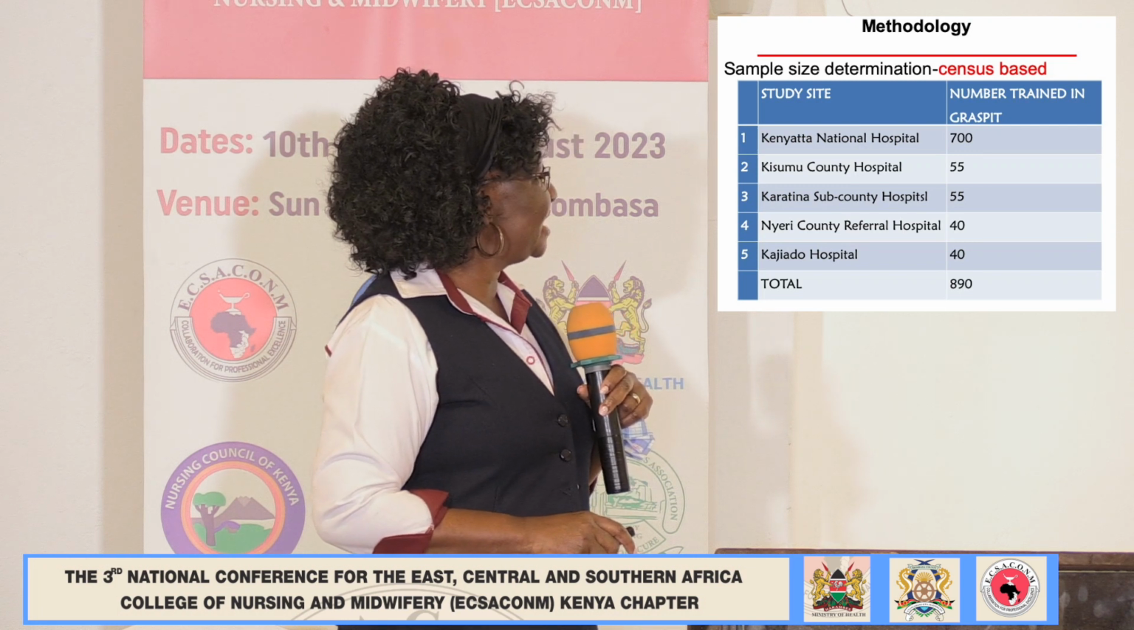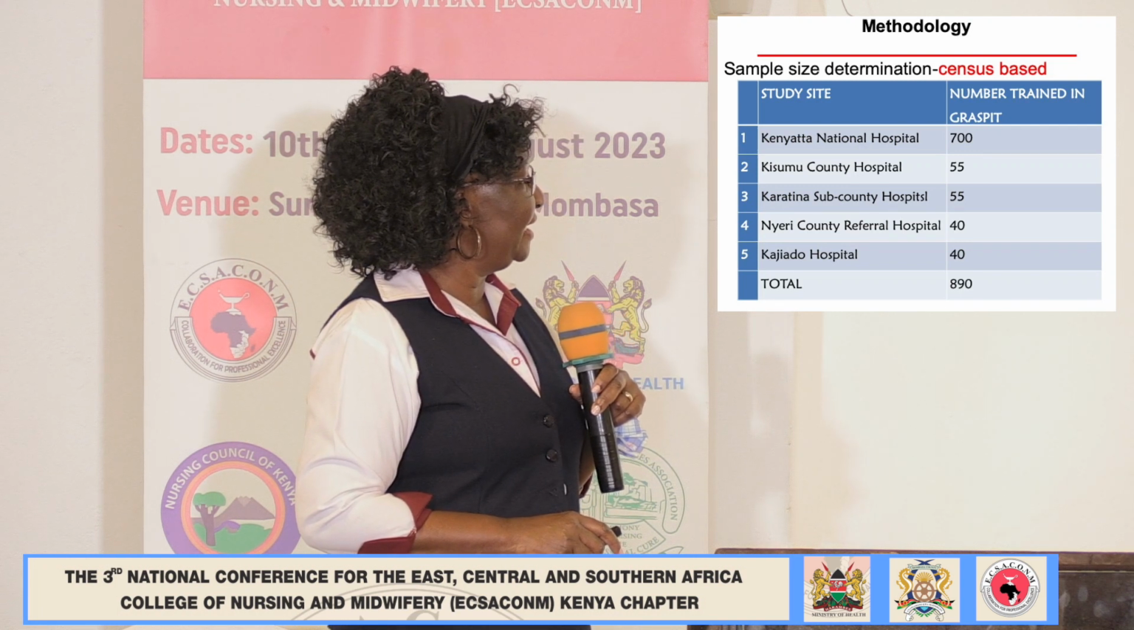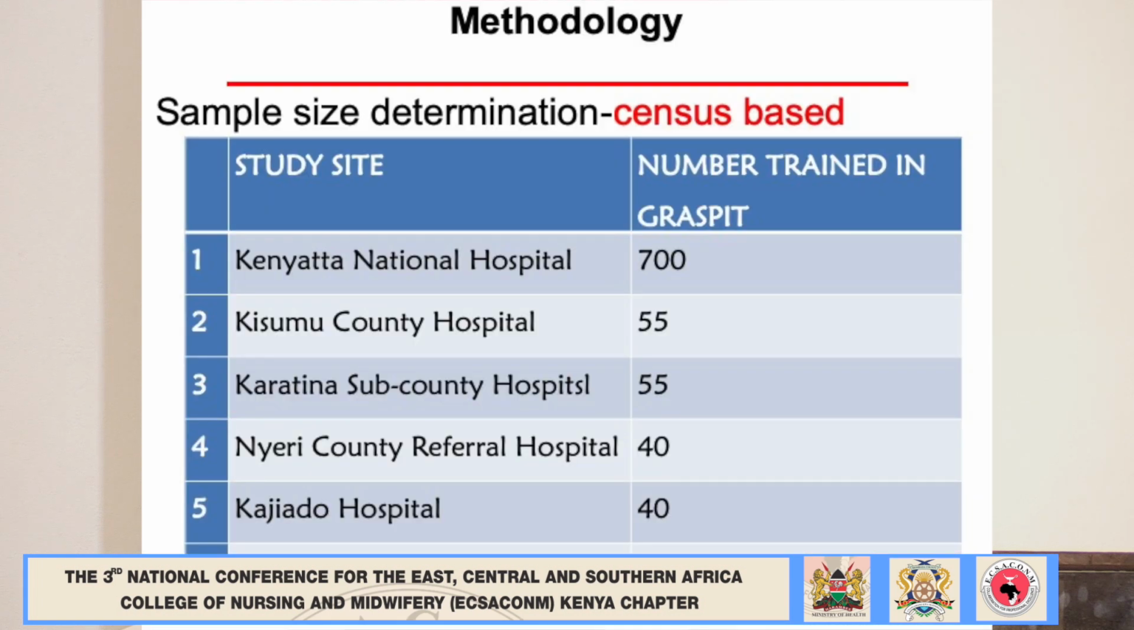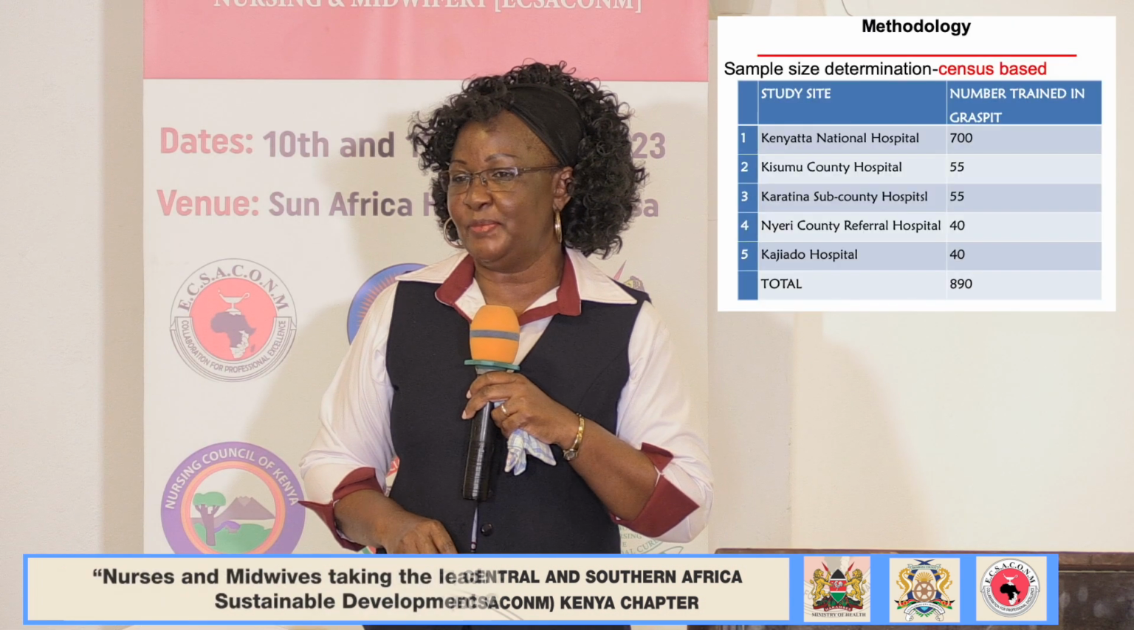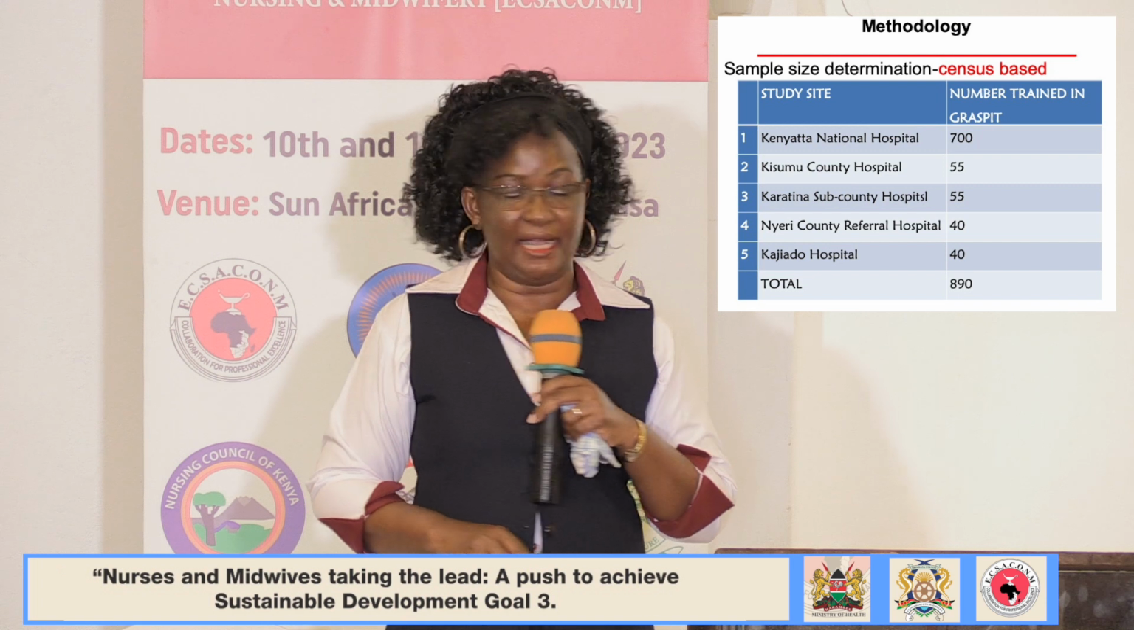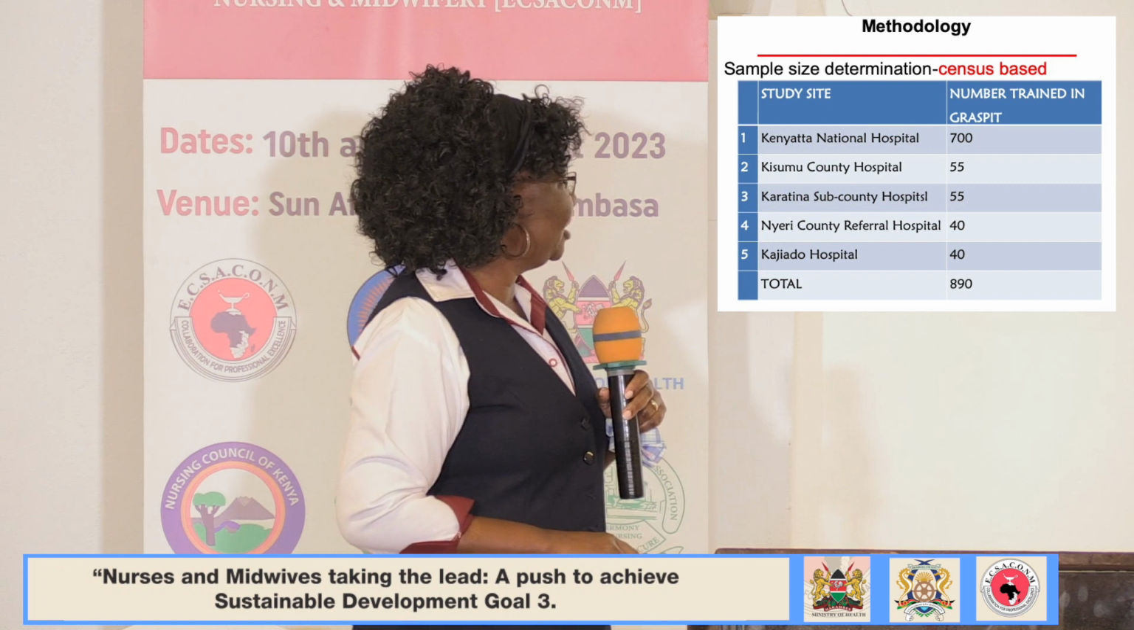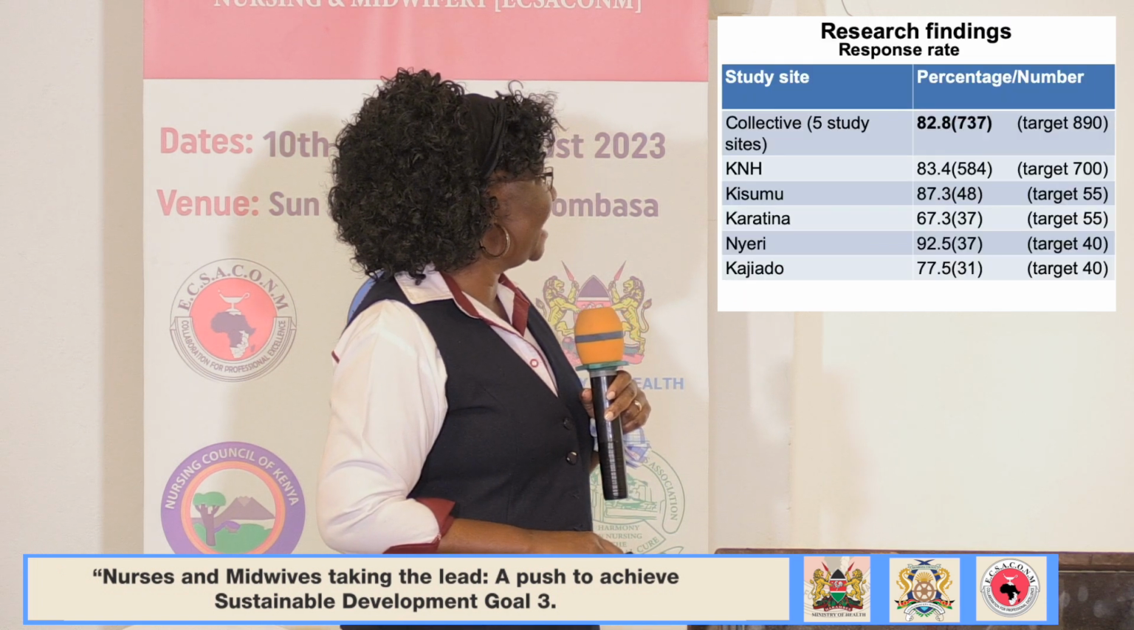And it was a cross-sectional study that was done in KNH, Kisumu, Nyeri, Karatina, and which one have I mentioned? Have I left out? Yeah, Kisumu was there. And we were looking at the healthcare workers. And when it came to training GRASPIT, everybody who was a healthcare worker was eligible. So it was a highly triangulated study.